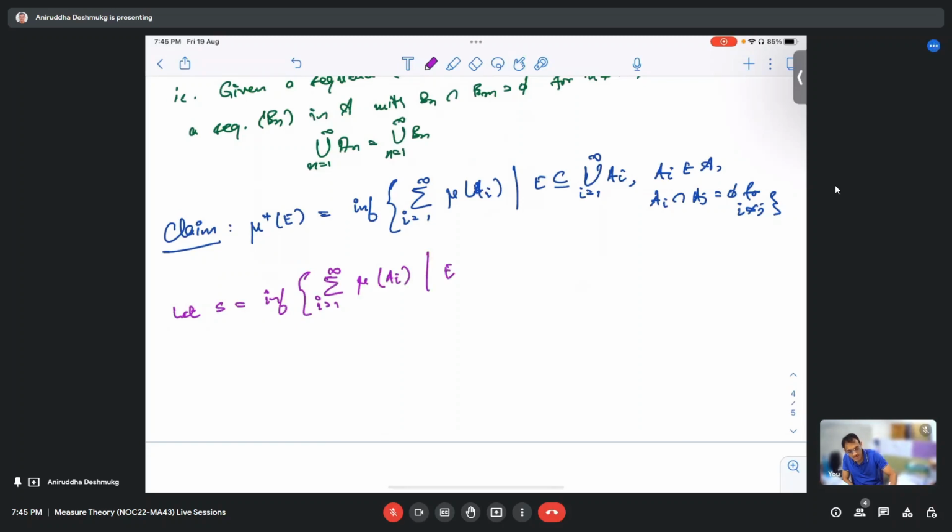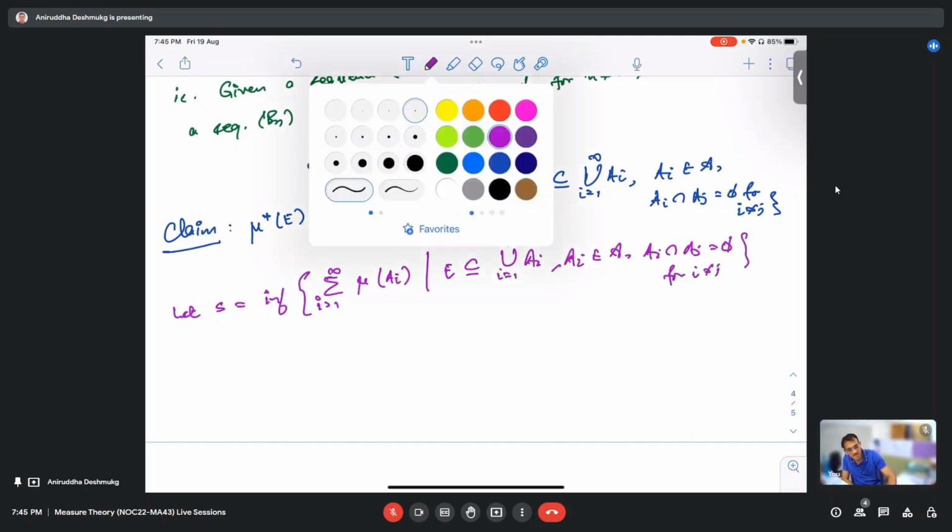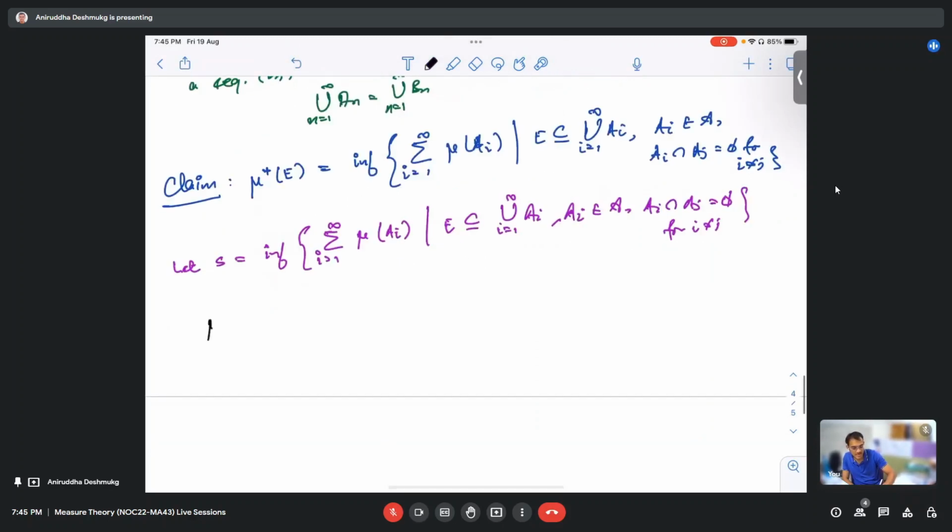Mu Ai, E is contained in this union. Ai's come from the algebra. Ai intersection Aj is empty for i not equal to j. Okay. What can you say about mu star E and S? How can we compare them? So we want to prove that they are equal, but at least do I have an estimate which one is bigger and which one is smaller? Can you guess?